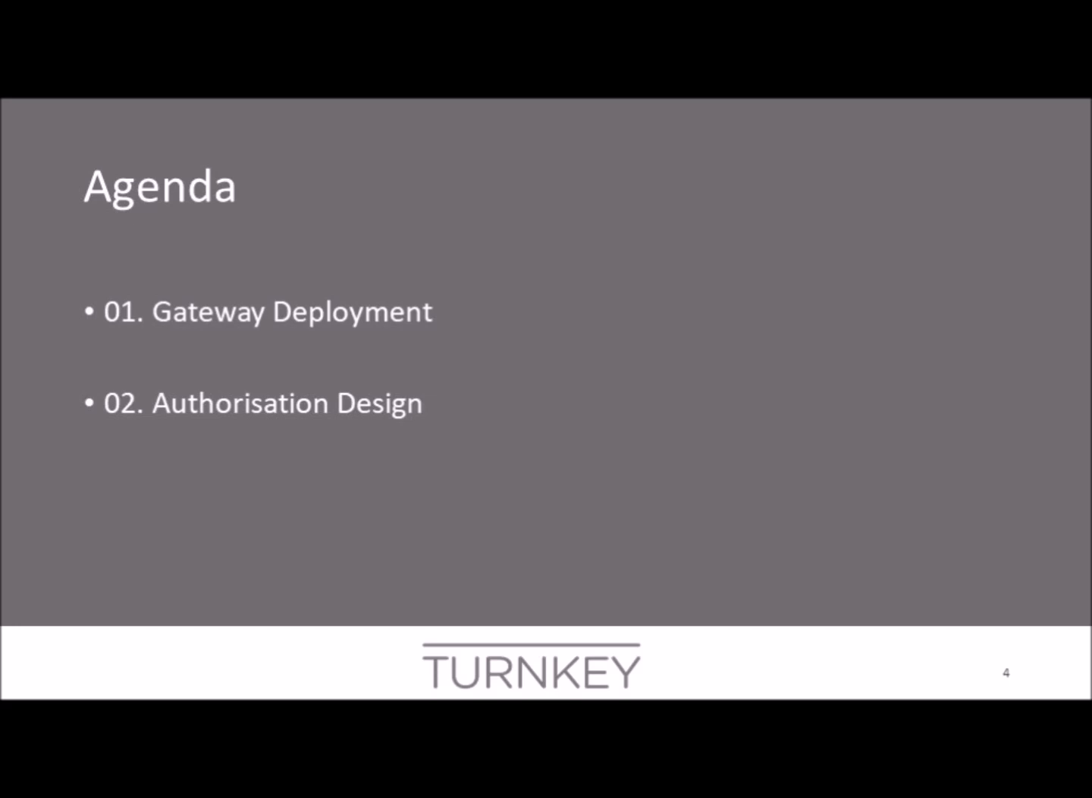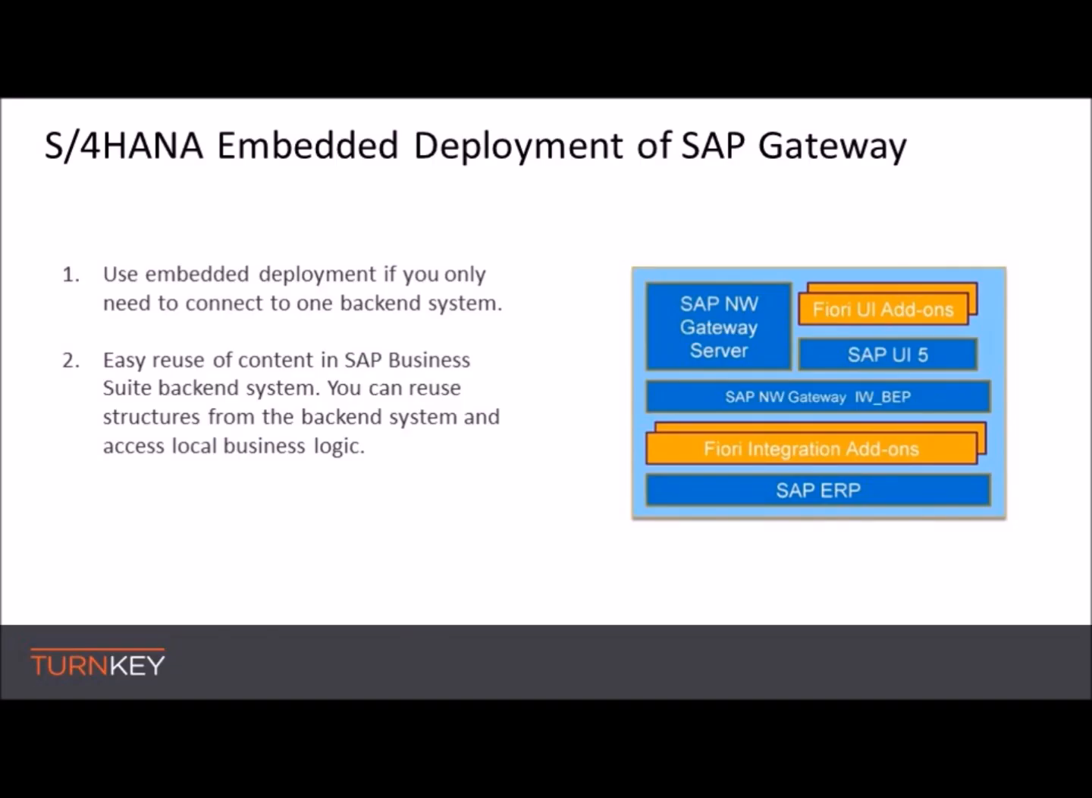Firstly, there are two ways of deploying the SAP gateway. The first is the embedded deployment scenario. Without going into too much detail, the key considerations are that this solution is best used for connecting to only one backend system, for example. The structures and SAP content can be reused, which will become a little clearer when we go over the layers of the authorization design.